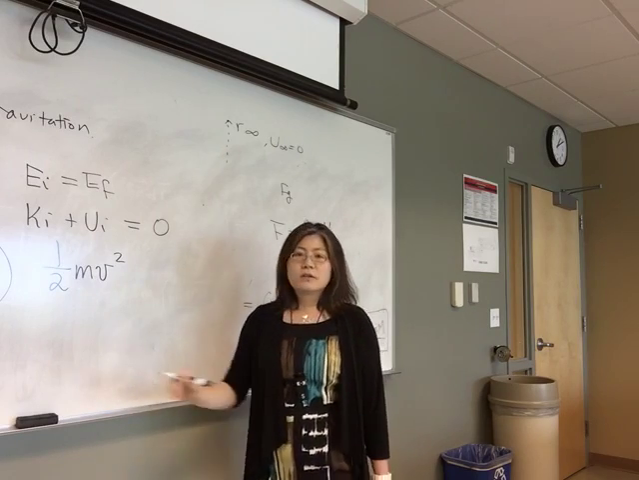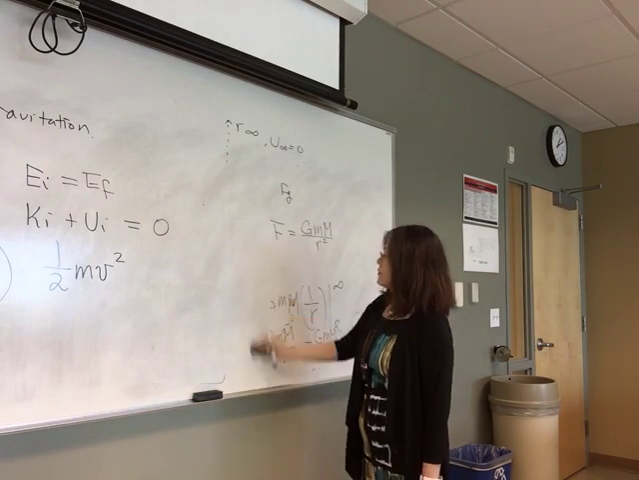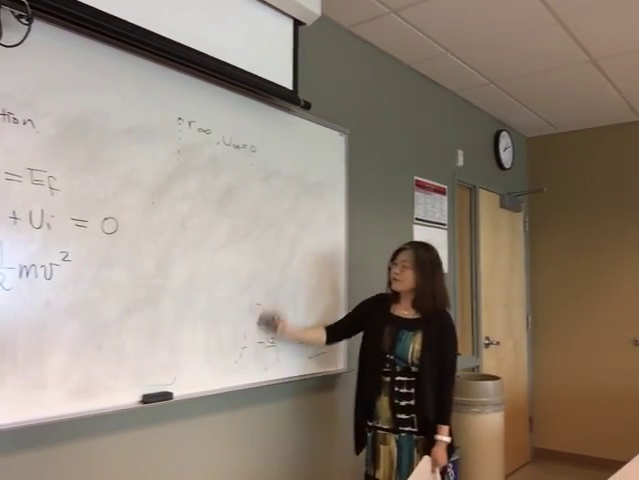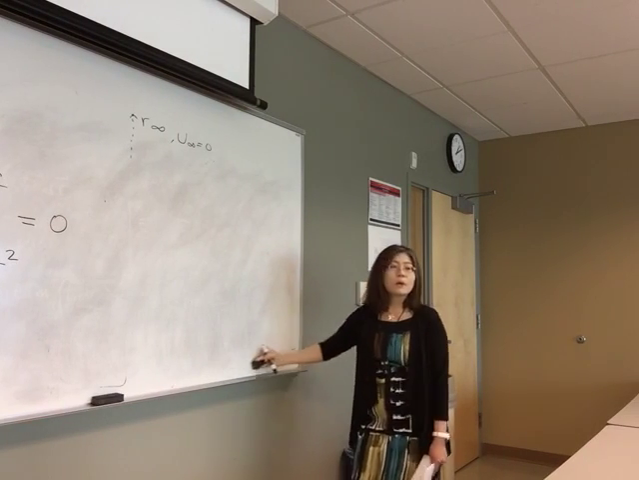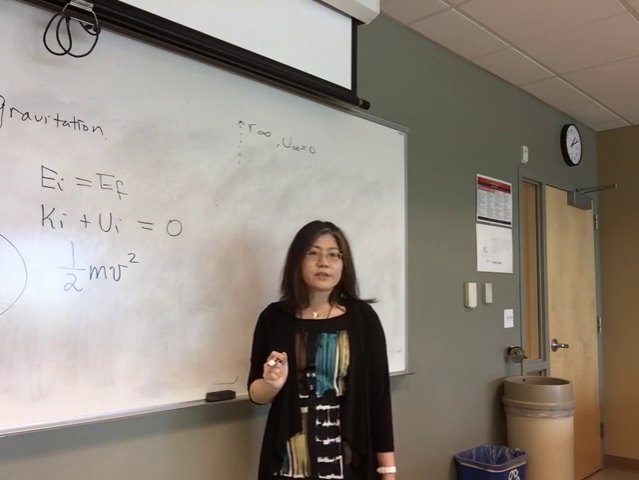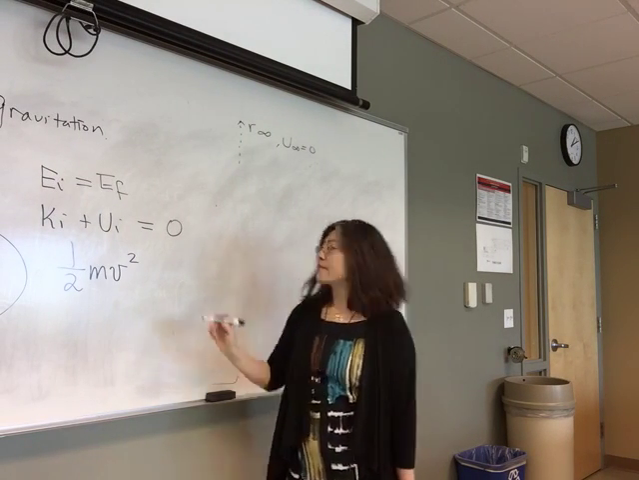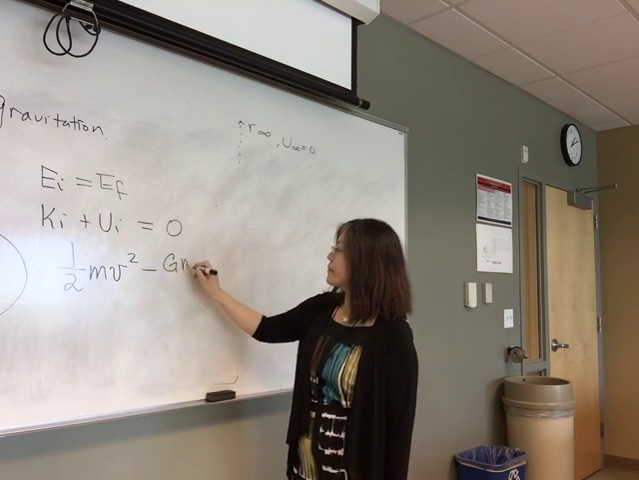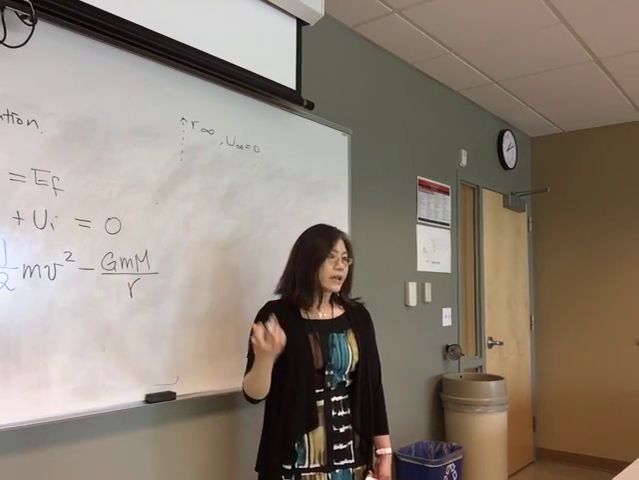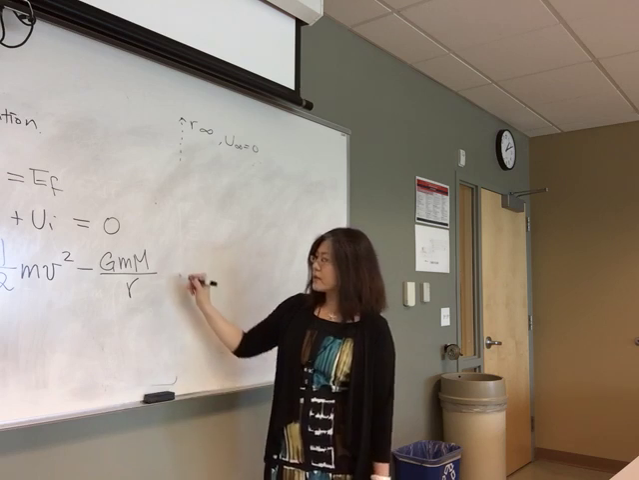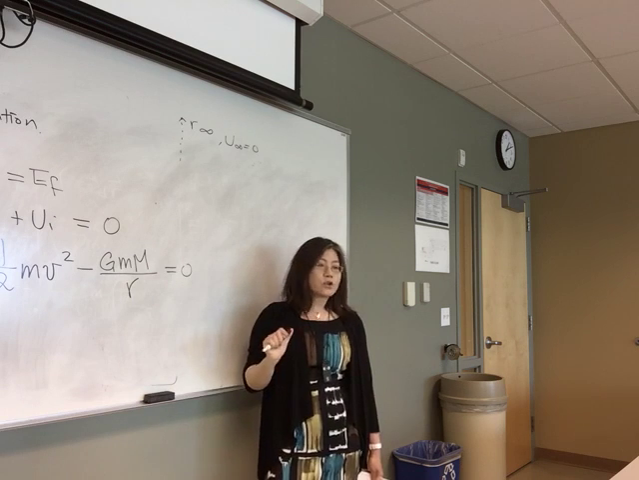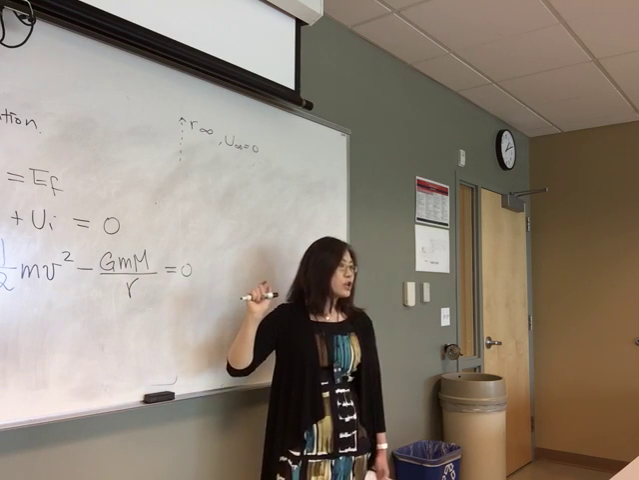What is the potential energy on the surface of the Earth or any planet? What is the expression for gravitational potential energy? It is minus capital G, capital M, little m, over R, and that R is the radius of the Earth, since we're talking about Earth. And the whole thing should be equal to 0: kinetic energy plus potential energy, and the potential is negative, so negative GMm over R.